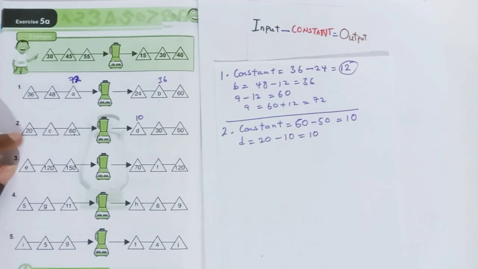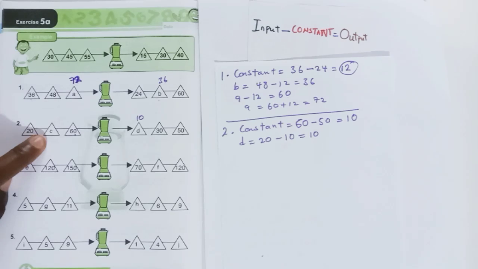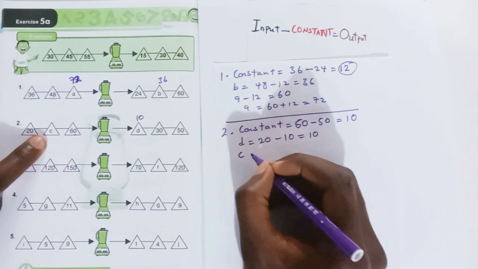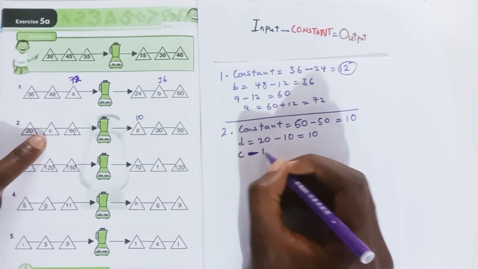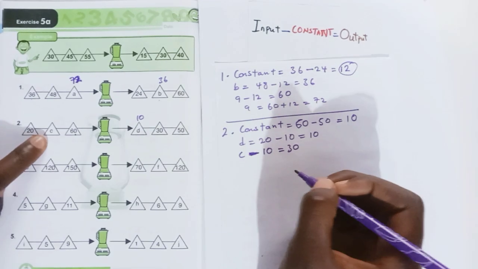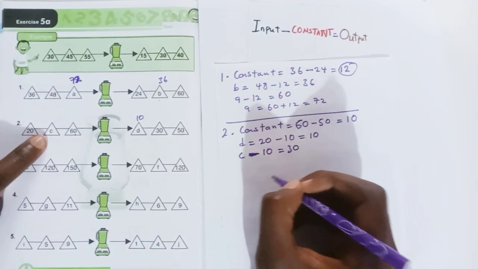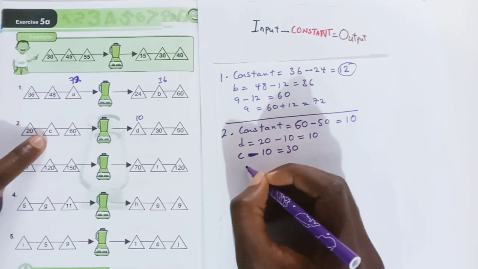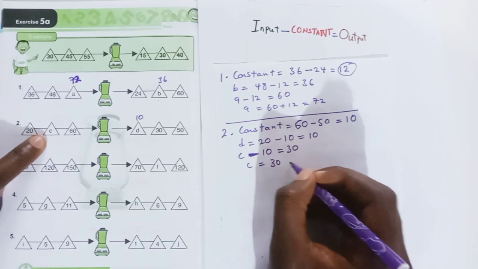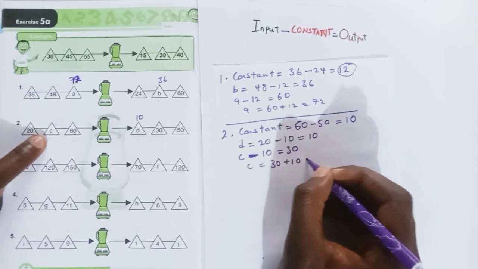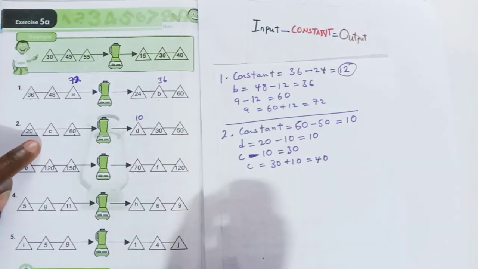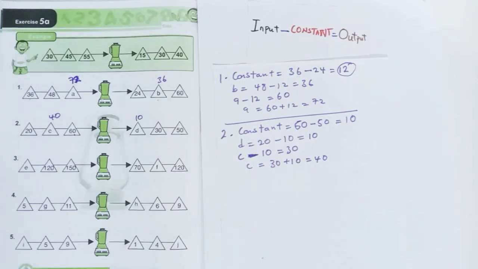Then C minus the constant will give us the second one, which is 30. So C minus 10, which is the constant, should give us the second term, which is 30. Collecting the like terms, we bring this one here. So C will be equal to 30. When we take minus 10 across, it becomes positive, so plus 10. That will be 40. So C here is 40.